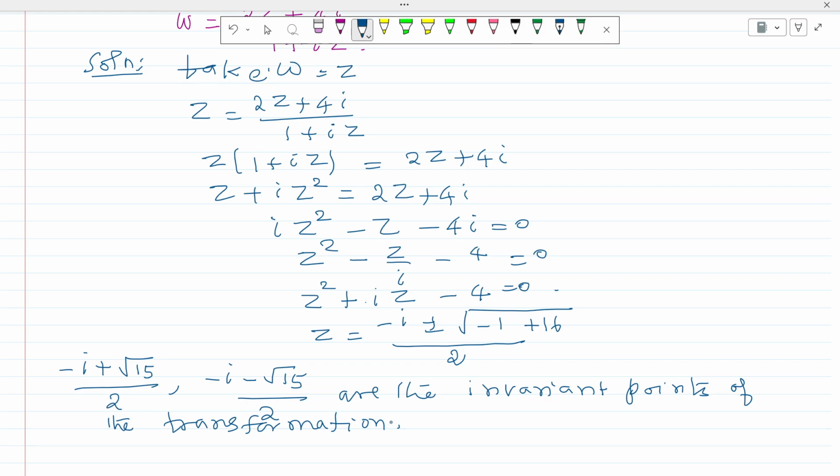So the problem comes under invariant points from the given equation. You just have to substitute W equal to Z and then solve the second order equation, the quadratic equation, and you will get the answer. That answer is the invariant point. Simple. And it is not a long question, it is an MCQ question only.